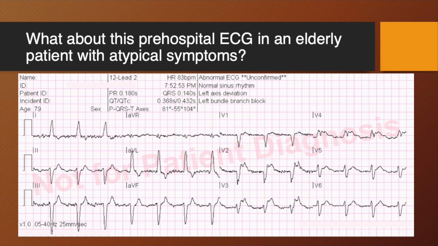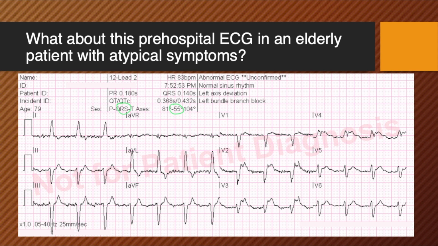Let's take a look at this ECG here. You can see that the machine interprets this as left axis deviation, which is true. Lead 1 is up, 2 and 3 are downwards, and you've got negative 55 here on the QRS axis. That's pathological left axis deviation.